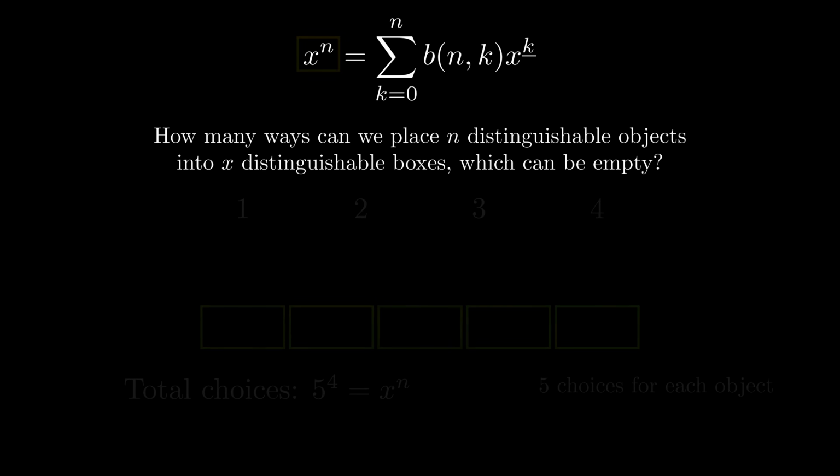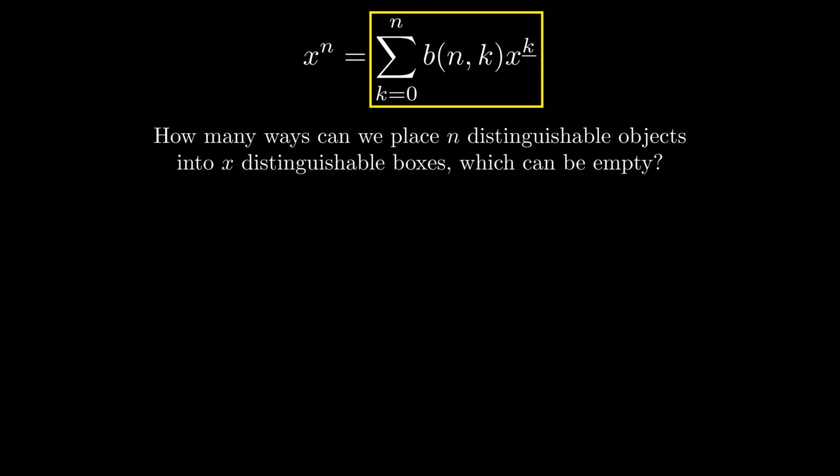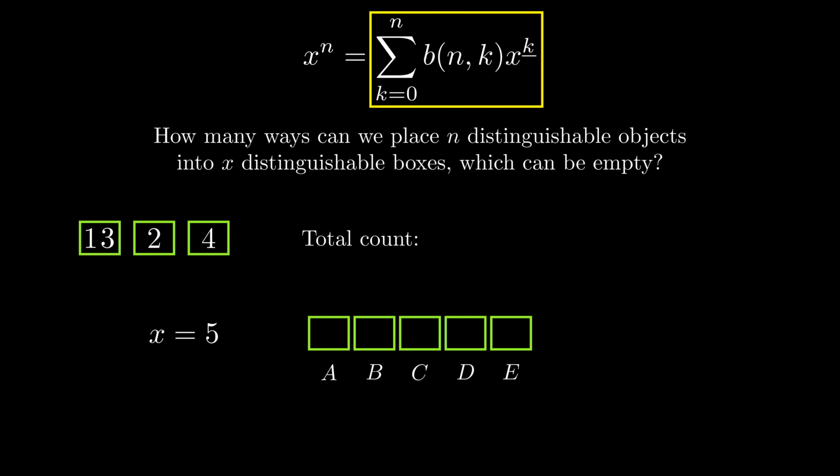For the right side, once again let's focus on a single term first. Suppose we have 4 objects that go in exactly 3 indistinguishable boxes, and they must be assigned to 5 total labeled boxes. First, we pick one of the ways to assign 4 objects to 3 indistinguishable boxes, one of the b of 4, 3 ways.